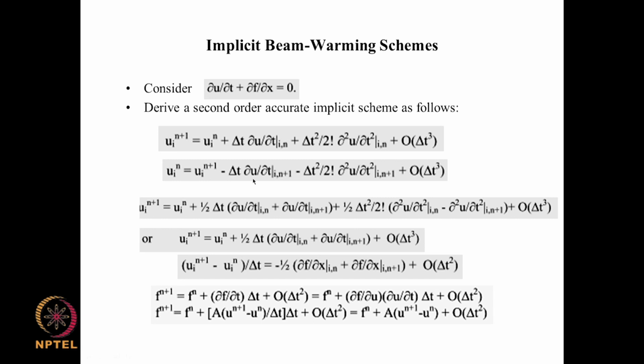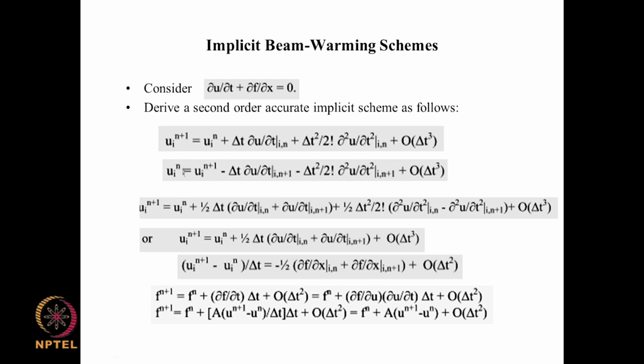So, you have minus delta t ∂u/∂t, but it is evaluated at n plus 1, plus delta t square by factorial 2 ∂²u/∂t² at i,n plus 1, and so on, plus terms of the order of delta t cubed. So, nothing different here, okay, nothing new here except the fact that this is expansion about i,n plus 1 and this is expansion about i,n.